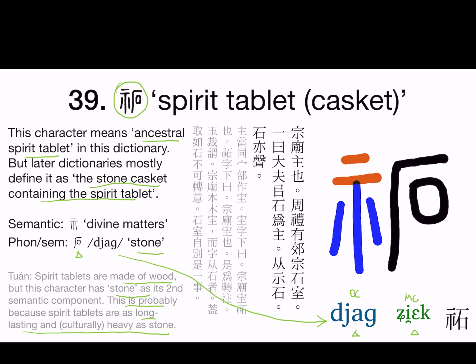And its phonetic / secondary semantic component is this character, diag. It means stone. And here is the regularized form of the character. Let me try and write it out by myself. The radical, divine matters, and the phonetic / secondary semantic component, diag. So the character diag means a spirit tablet or its casket.